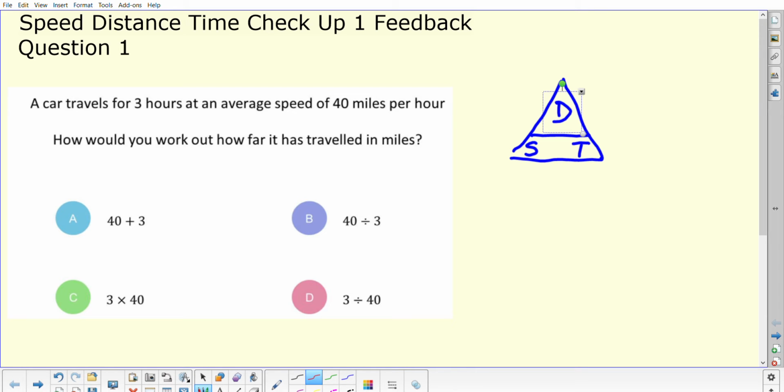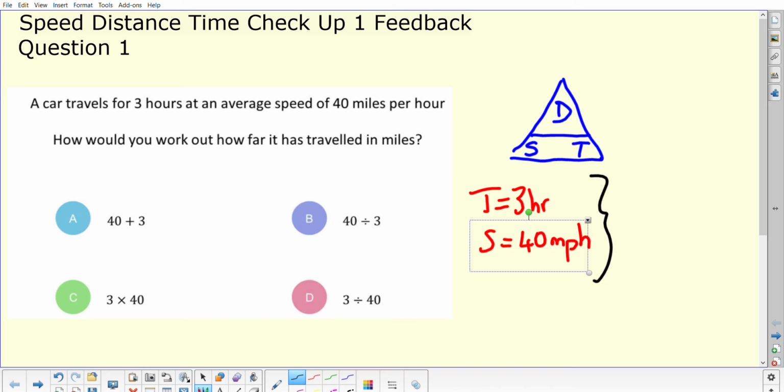So this first question, car travelling for 3 hours, so you've been given a time there. It's always worthwhile writing down what information you know. So I know it's 3 hours, the average speed was equal to 40 miles per hour. And this question is just asking how would you work out how far it's travelled in miles. So you've been asked to work out a distance.